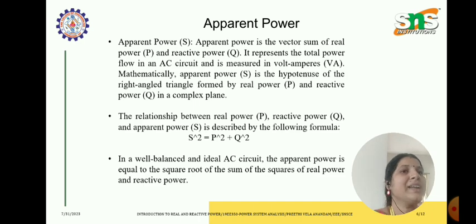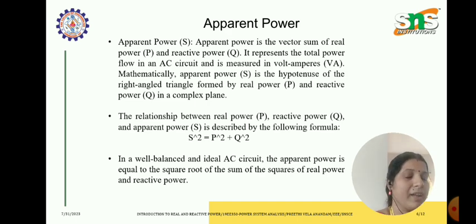So, I told you that apparent power is the vector sum of the real power and the reactive power. It is represented in terms of volt amperes. Real power is in watts, reactive power in volt ampere reactive, whereas apparent power is represented in volt ampere. You all know about the Pythagoras theorem. In a right angle triangle, the square of the hypotenuse equals the sum of the squares of the other two sides.